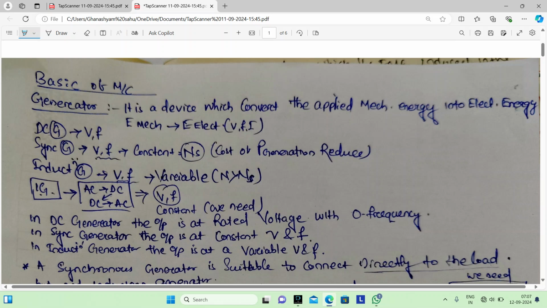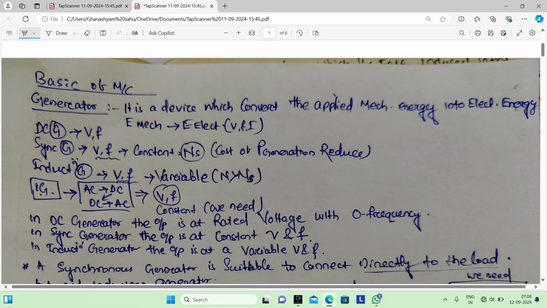There are 3 types of generator in electrical engineering: the DC generator, the synchronous generator, and the induction generator. The DC generator operates at a rated voltage with 0 frequency. If we design a generator to produce 220 volt or 100 volt or 60 volt, that particular voltage is called the rated voltage.